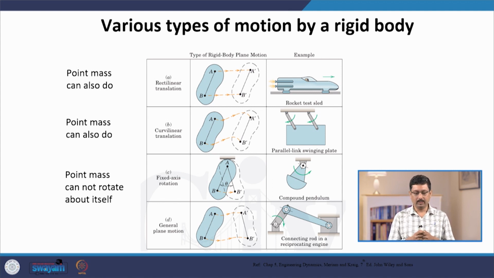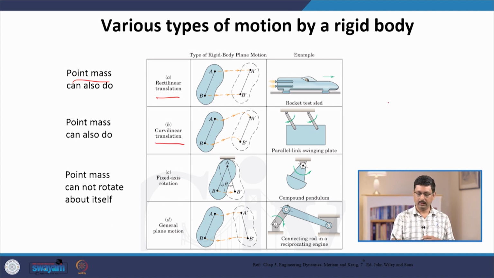Now, here is a picture in which I showed with example some possible types of motion which are allowed for a rigid body. So, for example, we have a translation along a straight line in which the magnitude of the direction of the motion is constant, and this motion is possible both by an extended object as well as a point mass. Second example is a translation along a curvy path.